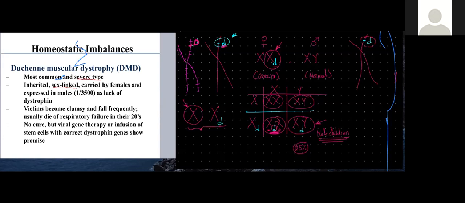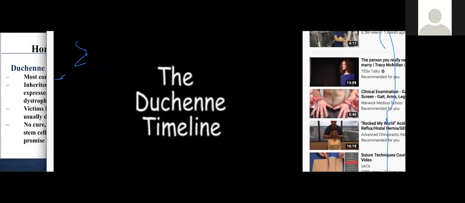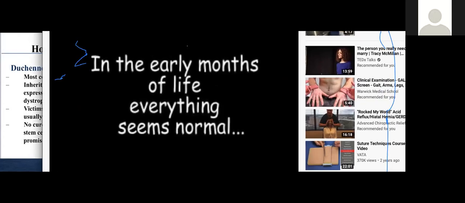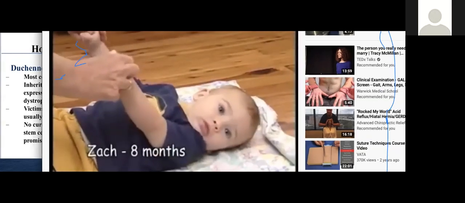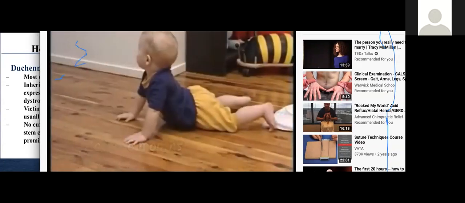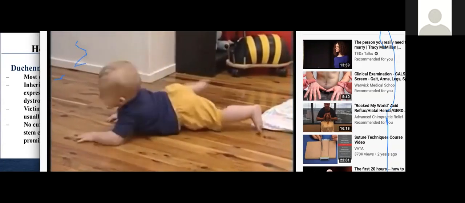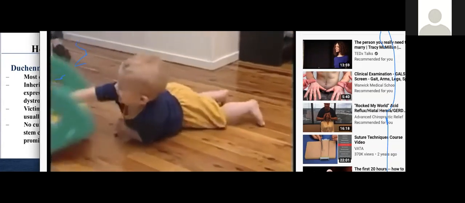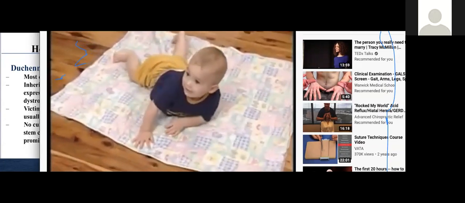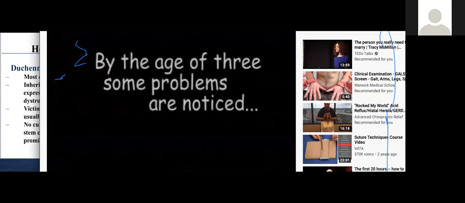So let's have a look here at the timeline of Duchenne muscle dystrophy. In Duchenne muscle dystrophy, you see here, I have difficulty with my movements, weakening in the muscles, or weakening of the muscles is going to be increasing over time.